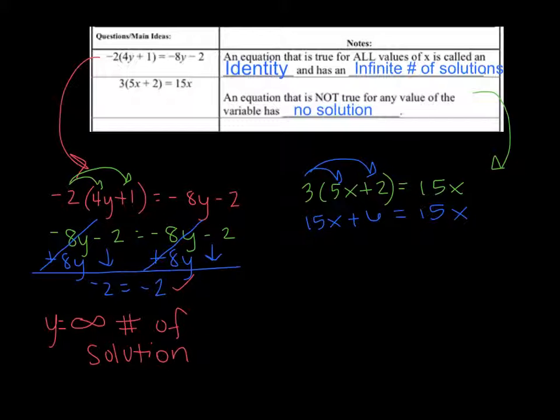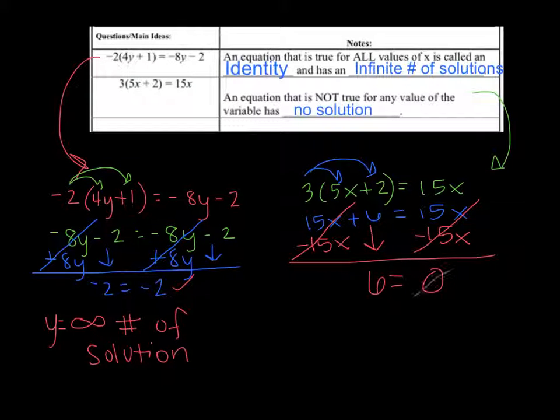But some of you won't notice, and you'll keep going. So you will probably subtract 15x from the left and right, thinking that you need to get all your variables to one side. Those are going to cancel, and you bring down 6, and then you notice that 15x minus 15x cancels, and you get 0. Now, 6 does not equal 0. That is not a true statement. And at that point, hopefully you realize that there is no solution for this equation. There is no value of x that will make this true.